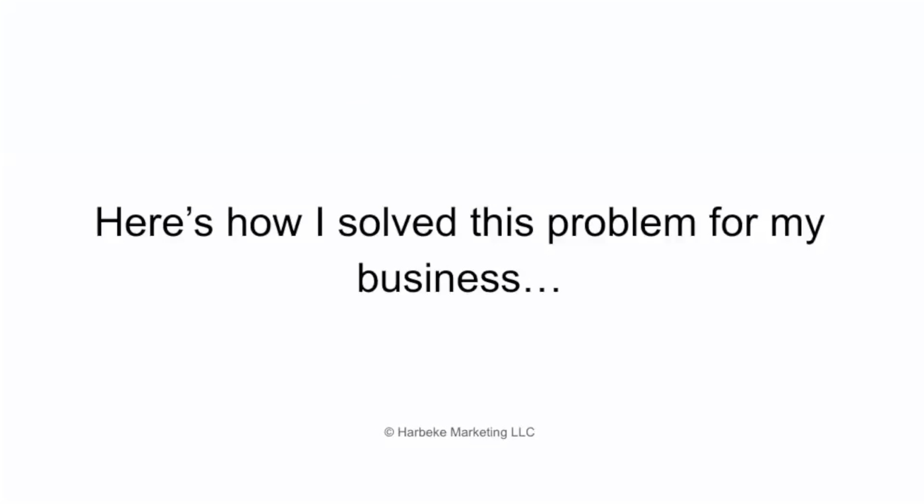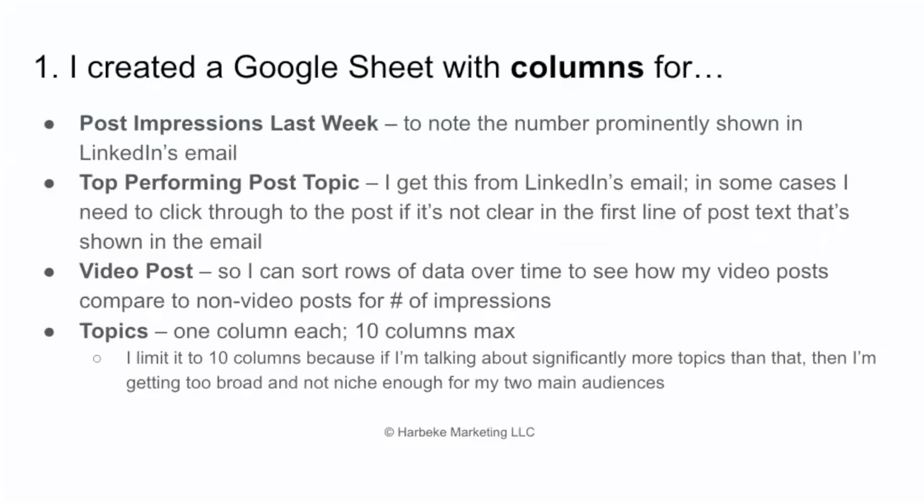So here's how I solved this for my business. I created a Google sheet, and I'm going to show you a mock-up of this in a second. I created a Google sheet with several columns from left to right, starting with post impressions last week, to note the number prominently shown in that email from LinkedIn. Then that week's top performing post topic, again from that email. You'll see in that email a little snippet of the text of whatever the post is. In some cases, I do need to click through to the post to get a sense of what I posted about if it's not clear from that text preview.